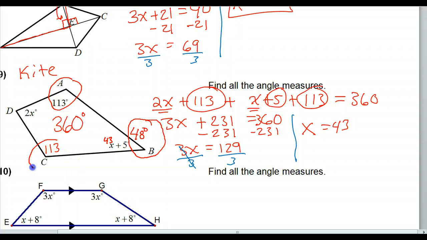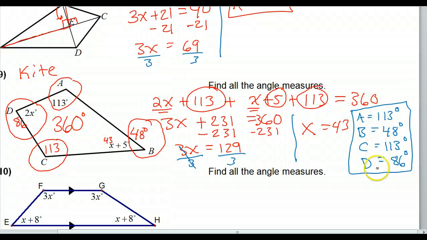We already found angle C, which is also 113. Now angle D should be 2 times x, so that's 2 times 43. So that's 86. So angle D should be 86. Okay, so those are the answers. And you should probably write it down separately. So you would record your answers something like this. Of course, A is 113, B is 48, C is 113, and D is 86. All right, let's move on to number 10.